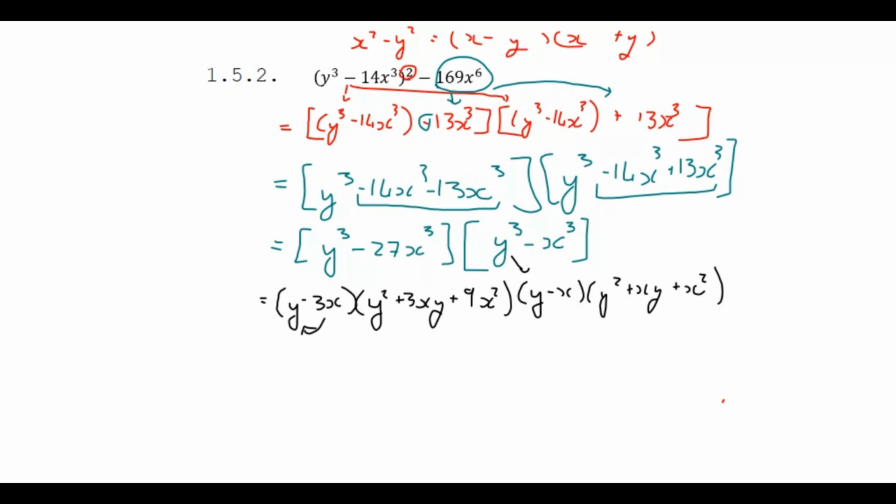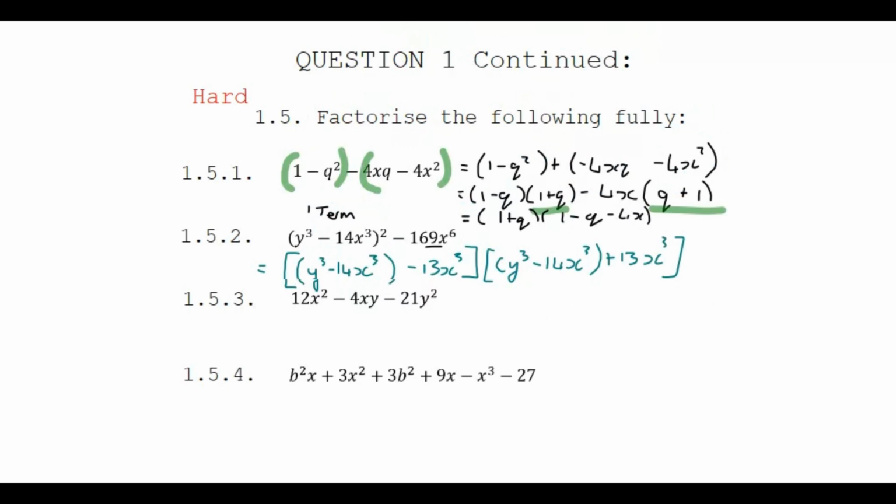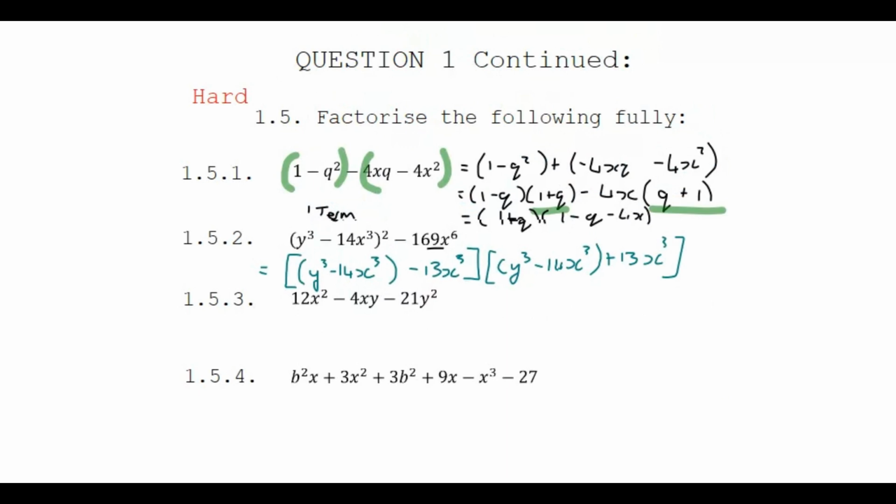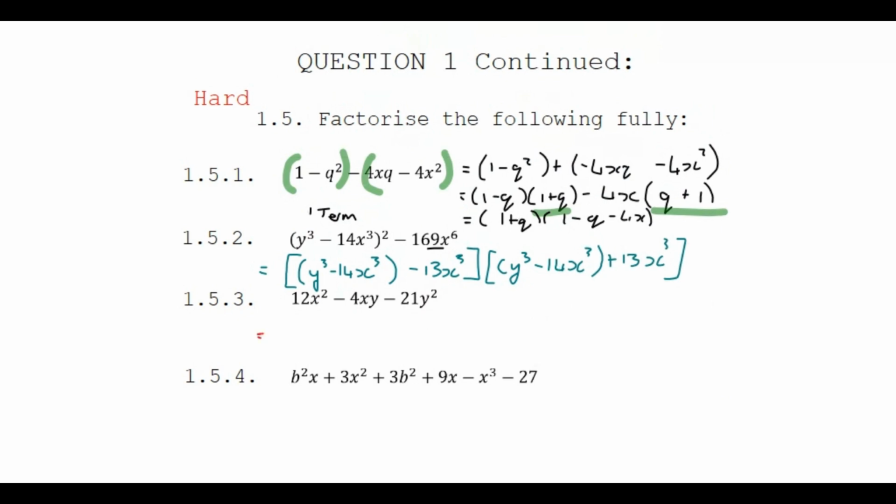Alright, let's go back. Now, next problem. We need to factorize 12x squared minus 4xy minus 21y squared. Alright, so we can see it's a trinomial. How? Because 1, 2, 3 terms. We have x squared, we have y squared. Alright, so immediately two brackets. 1, 2, 1, 2. Okay, we have our two brackets.